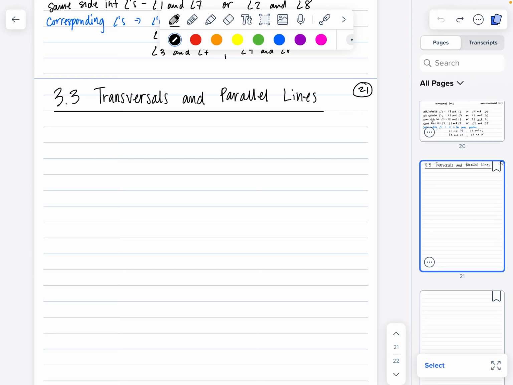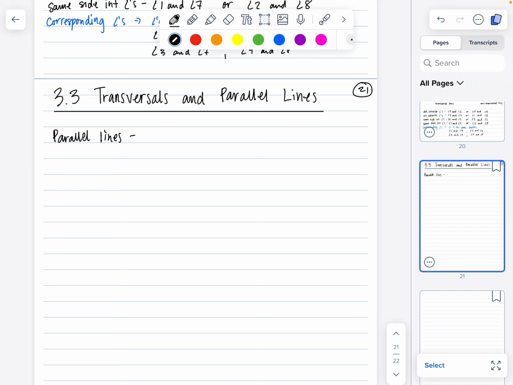So we know what a transversal is. Parallel lines, we hopefully know what they are, but in case you don't, parallel lines, simply put, are lines that never intersect in the same plane.